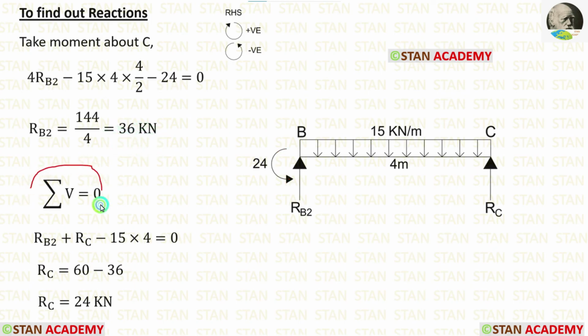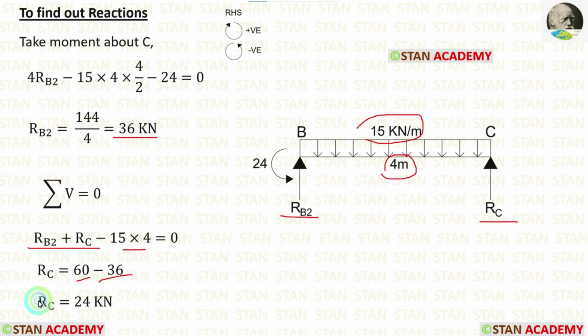Now let's apply this rule and find out RC. RB2 and RC are acting upwards, so they will be positive. 15 kN per meter is acting downwards, so it will be negative. When the UDL comes, we have to multiply with the distance to get the total load. When we do that, we are getting 60. RB2 we have already calculated. We can apply that. Finally, we are getting RC, which is equal to 24 kN.